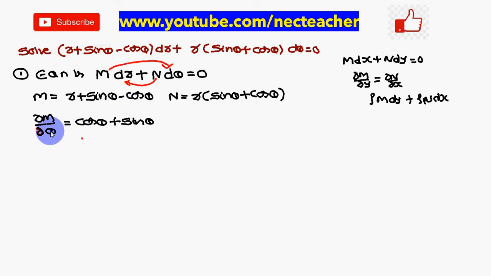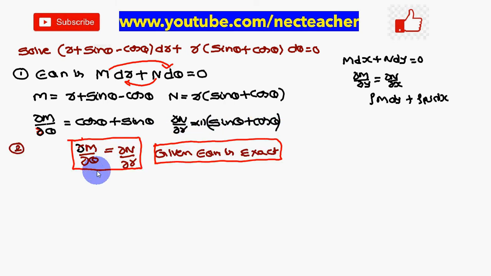If you do that, ∂M/∂θ: with respect to θ, r is a constant, so its differentiation is 0. Sin θ with respect to θ becomes cos θ, and cos θ becomes minus sin θ, which means plus sin θ. Similarly ∂N/∂r, with respect to r we have to do. Differentiation of r is 1, and sin θ plus cos θ is constant. If you look at these two, they are equal, therefore ∂M/∂θ equals ∂N/∂r. The given equation is exact.